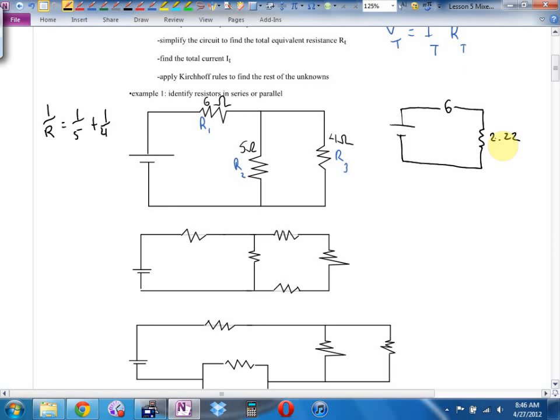What is the total resistance of this circuit? Because what's the rule now that these are in series? Don't reach for your calculator. What do I do with those now? I just add them up, right? In series, we just add them up. Total resistance of that circuit is 8.22 ohms.